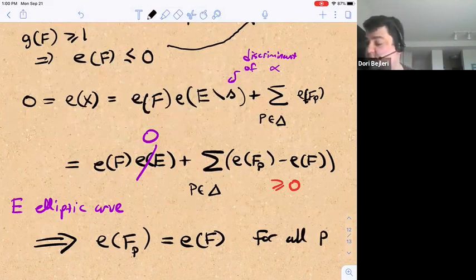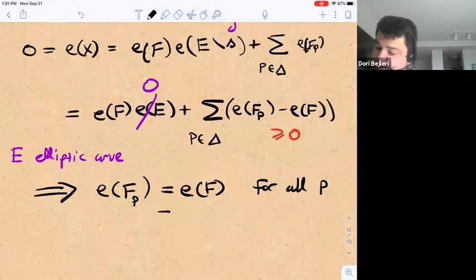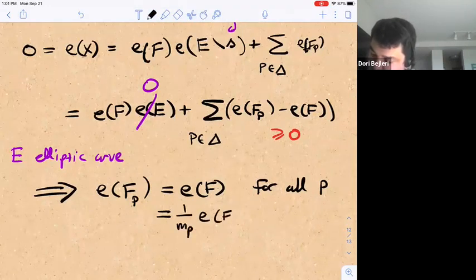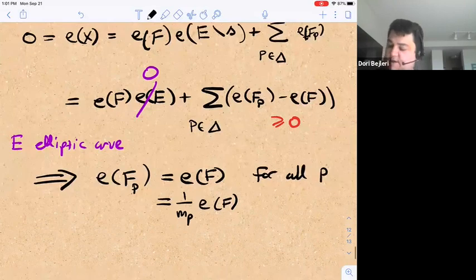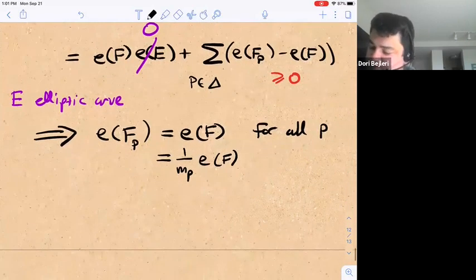Okay, and now once we have this equality, we also know that this is the same as 1 over MP E of F. So the only way that we can have these equalities is if either E of F is 0, and then the M doesn't do anything, or if all the M's are 1. So we have two cases.